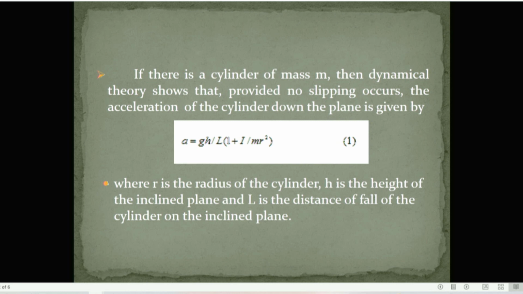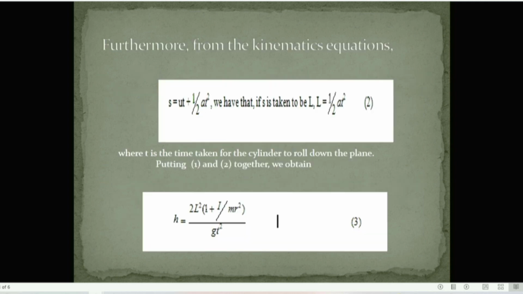h is the height of the inclined plane where you place your cylindrical object to roll down. R is the radius of that cylindrical object. And of course, L is the distance of fall of the cylinder on the inclined plane.